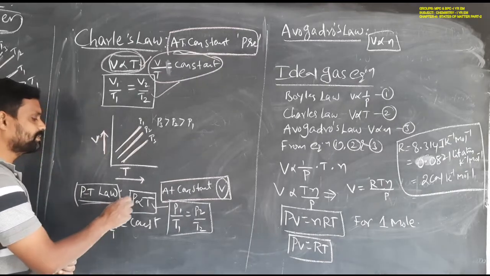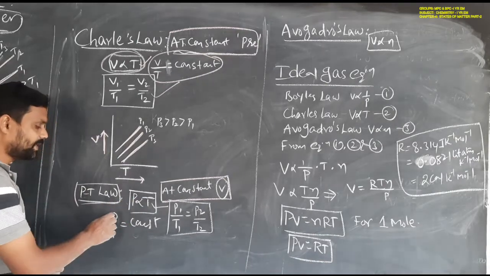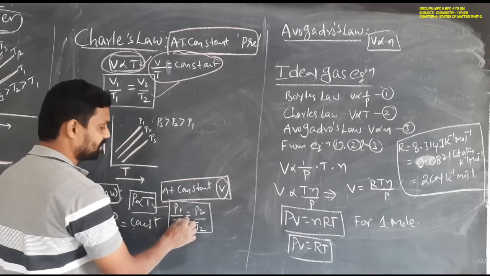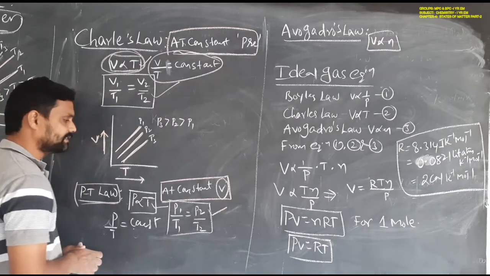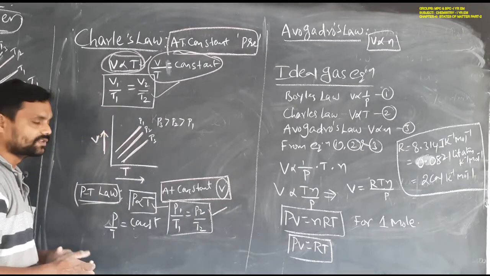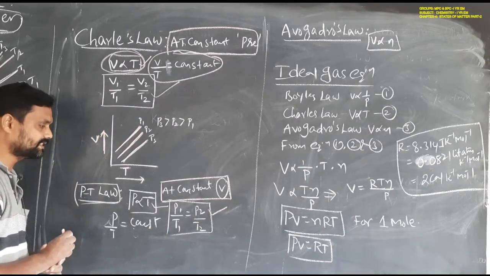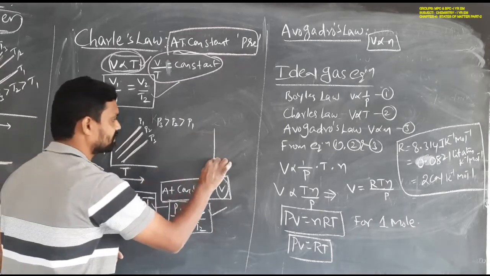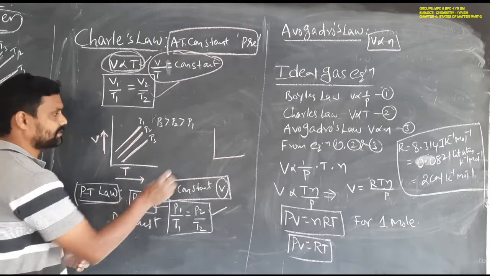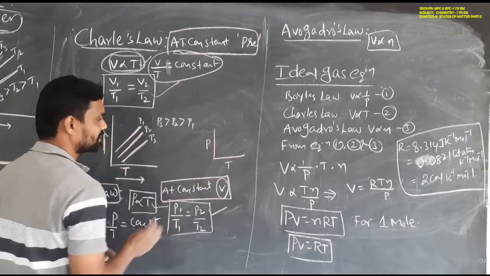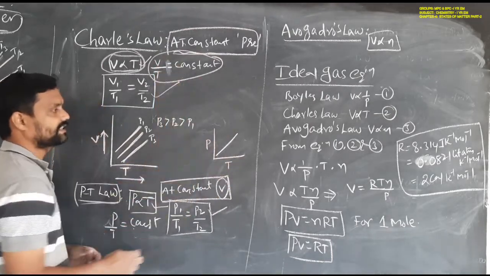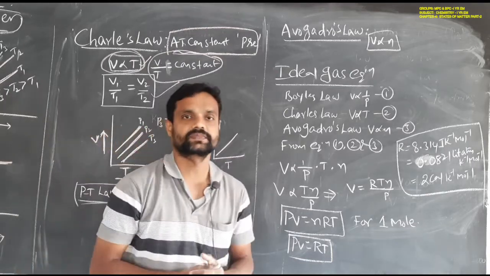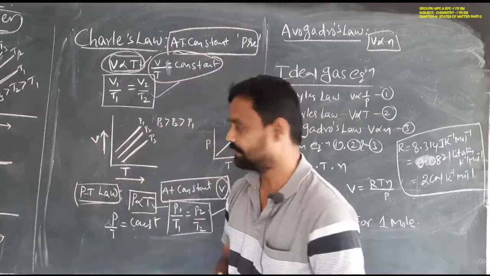Mathematically, that is P is proportional to T, or P by T is equal to a constant, or P1 by T1 is equal to P2 by T2. So this is the mathematical representation for Charles second law. Here also, when we draw the graph between pressure and temperature, it is a straight line through the origin at constant volume. So this is about Charles law.